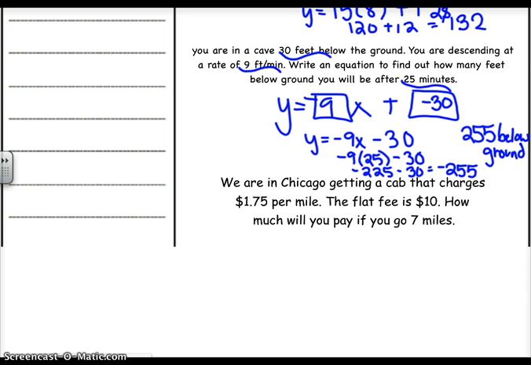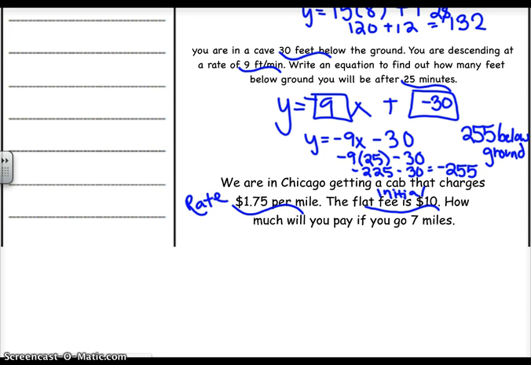Okay, so we are in Chicago getting a cab that charges $1.75 per mile. So it's each mile I have to pay $1.75. That's a rate. And a flat fee of $10. That means no matter what, I have to pay $10. So this is an initial. How much are we going to pay if we go 7?